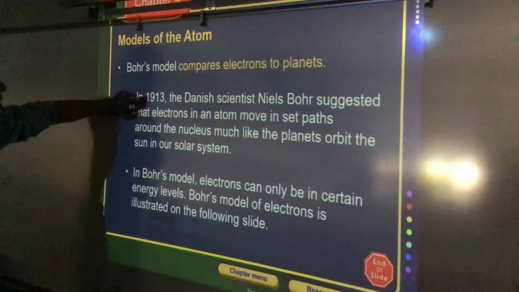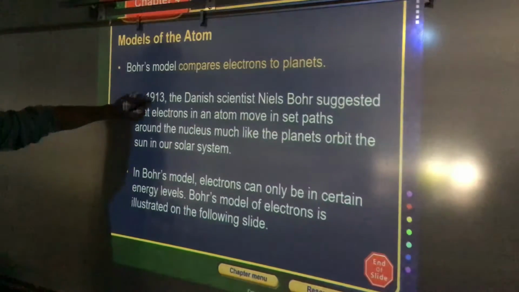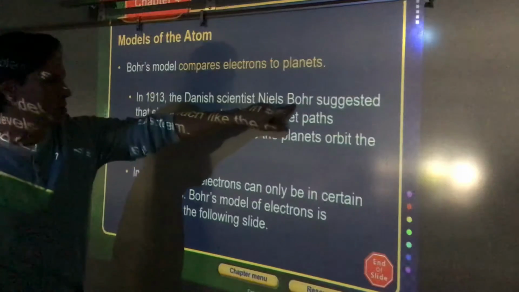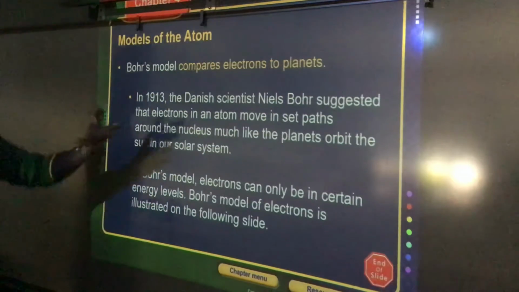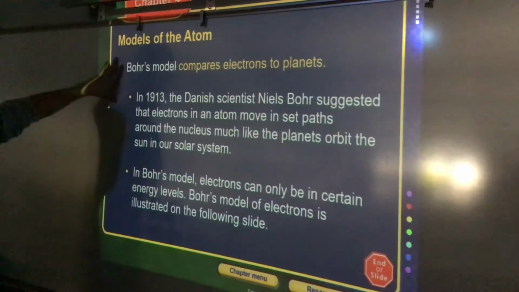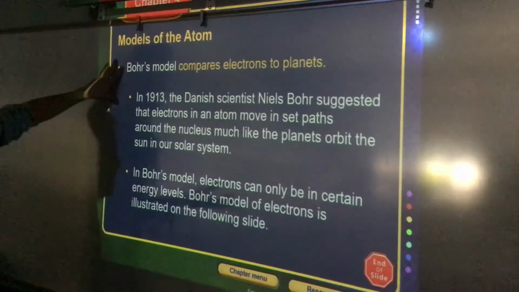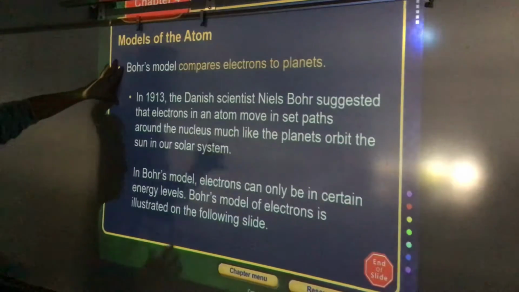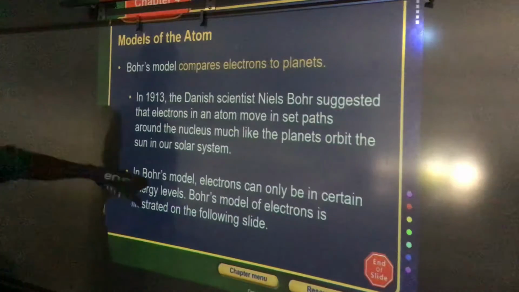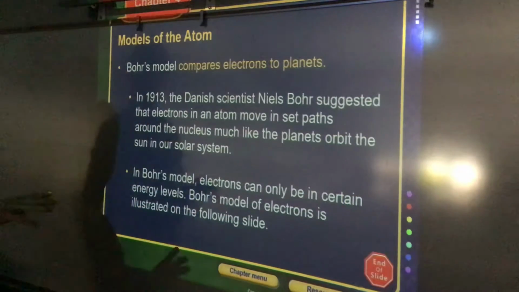It wasn't until the early 20th century, 1913, that this Danish scientist, Niels Bohr, hypothesized, he suggested that electrons in an atom move in set paths around the nucleus, much like the planets orbit the sun in our solar system. It was a good start. Somebody had to do something. It wasn't spot on, you'll find out, but it was a good start. So in Bohr's model, electrons can only be at certain energy levels.